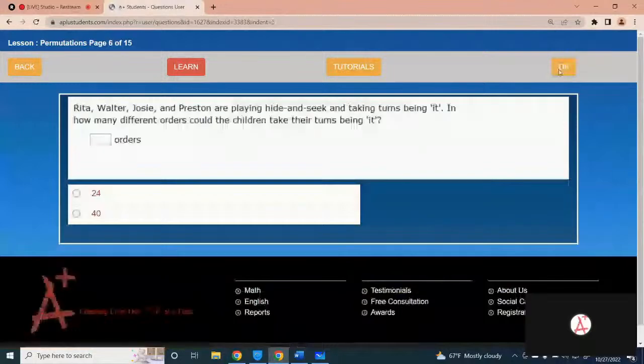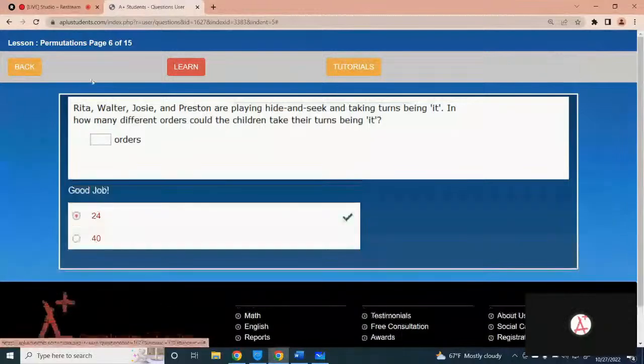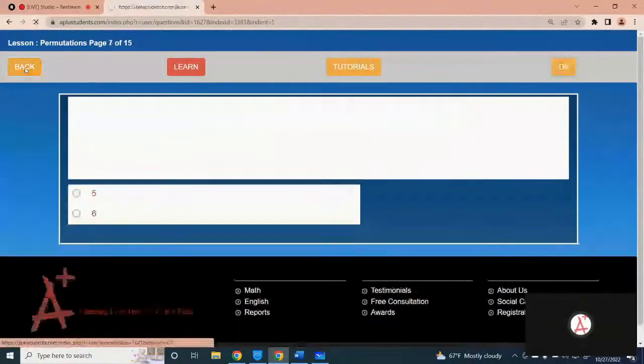Okay, the next one is Rita, Walter, Josie, and Preston are playing hide and seek and taking turns being it. In how many different orders could the children take their turns being it? So you have 4 children. So 4 children can make the orders 4 factorial. So it would be 24. Got it? Okay, you can complete the test by yourself later today. I'm just moving on to the next topic, and the next topic is counting principle.